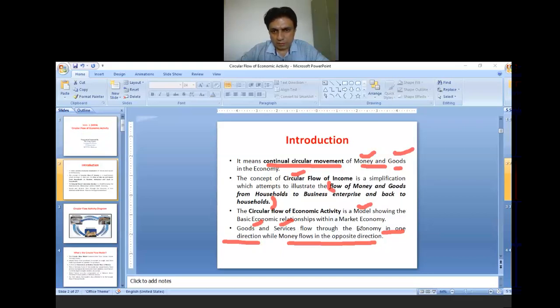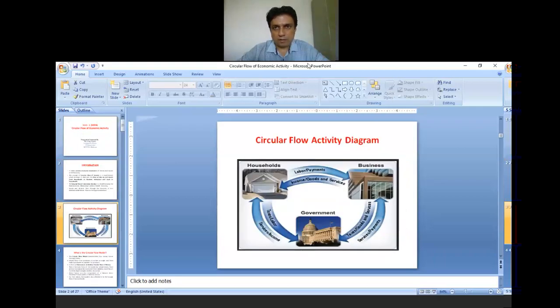So you need to remember this, the goods and services flow in one direction whereas the money flows in the opposite direction. So moving to the next slide, as you can see from this diagram, there are basically three components of economy. One is the household, or you can say the consumers. The second is the business, which is known as the firms, and the third is the government.